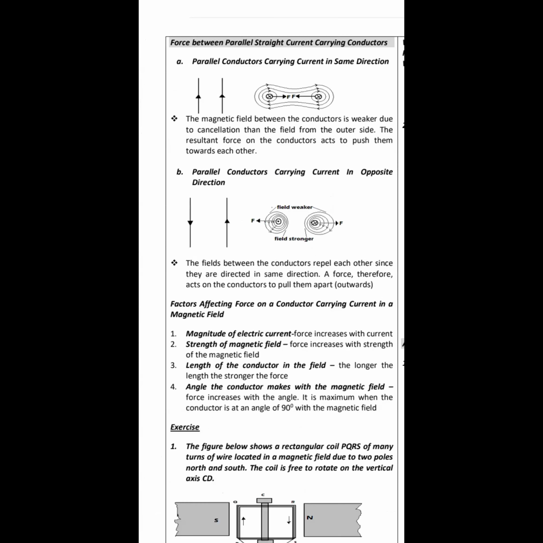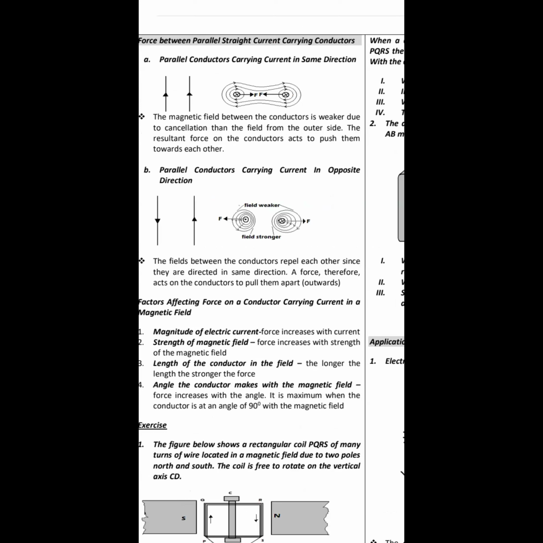So the fields in this case, the fields between the conductors repel each other since they are directed in the same direction, and a force therefore acts on the conductors to pull them apart outwards. Back to that other question. From the question we were solving previously, it means the magnetic fields were concentrated in the lower region, and it resulted in the force being pushed upwards.